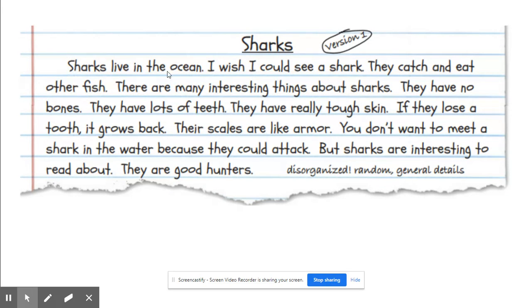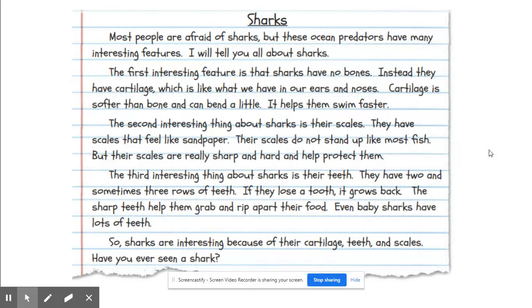So you will notice that in version 1, it is good that it has capital letters at the beginning of the sentences and it has punctuation at the end. However, it's disorganized. It's random. It has general details. When I say disorganized, I mean there's no introduction, there's no reason 1 and reason 2, and there's no conclusion. And the details are just kind of basic, like they have really tough skin. But there's no more details than that. So let's look at version 2.